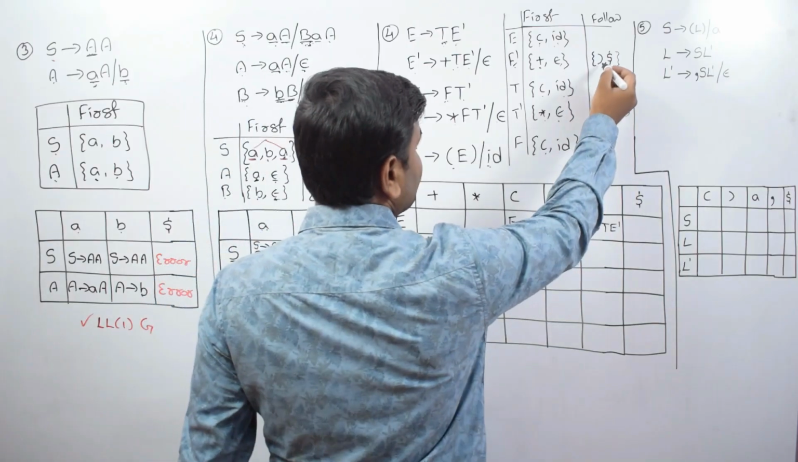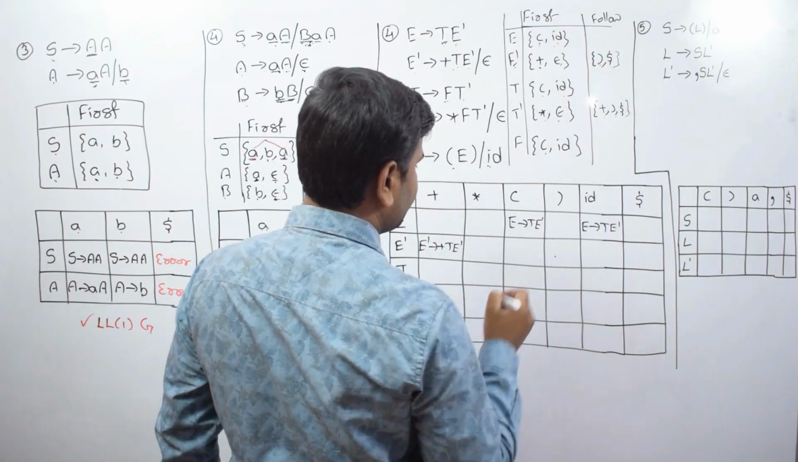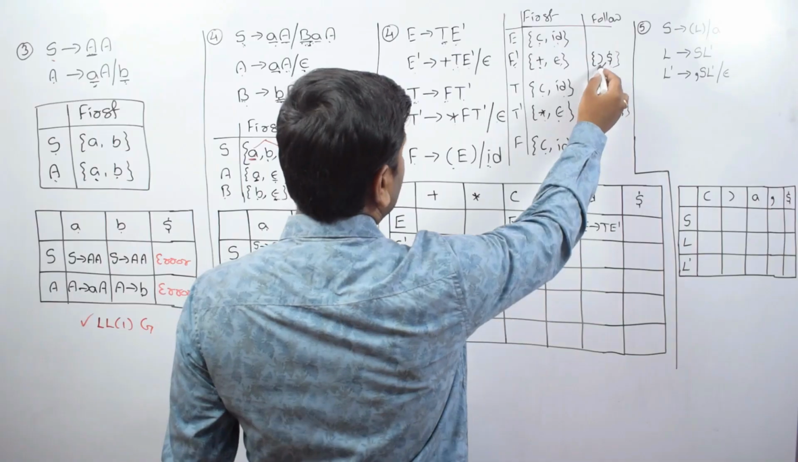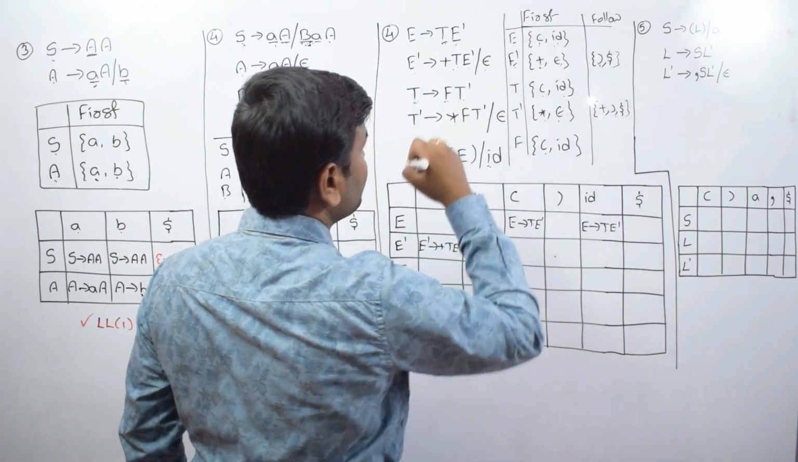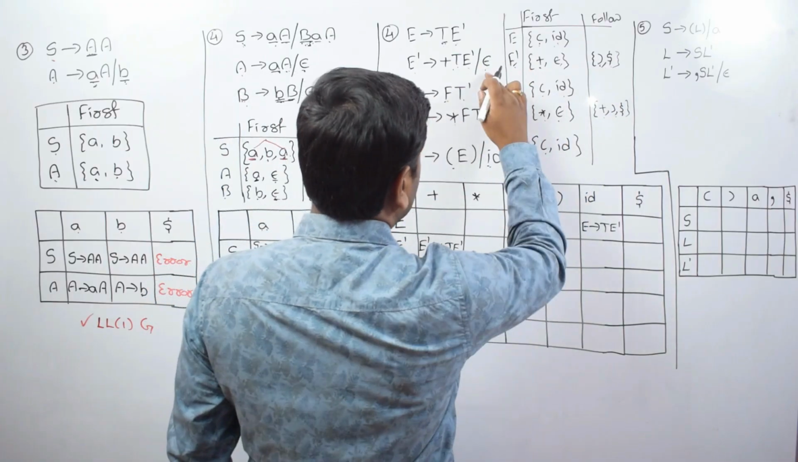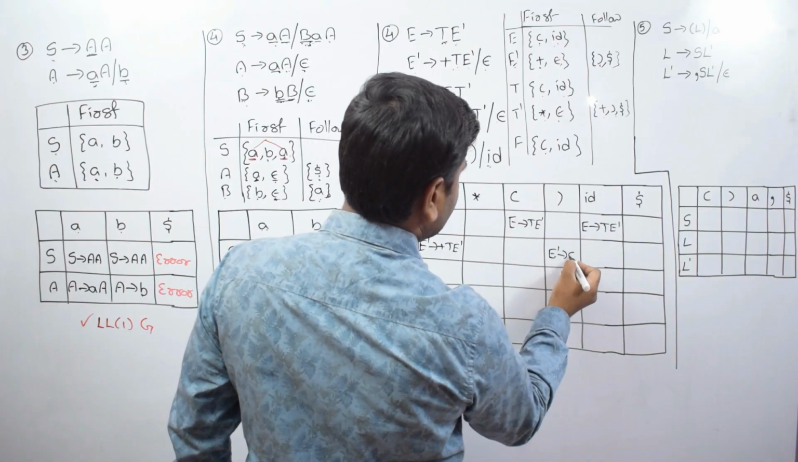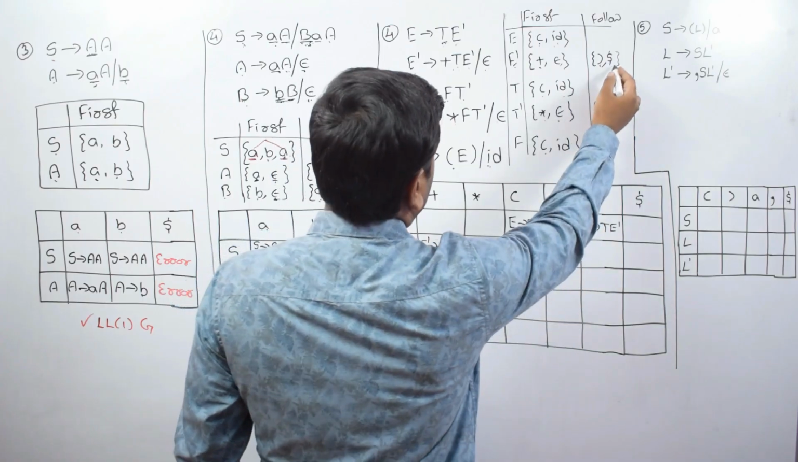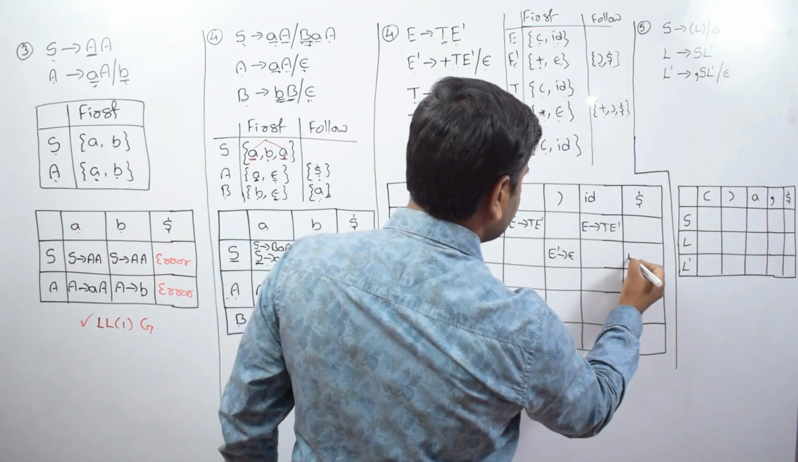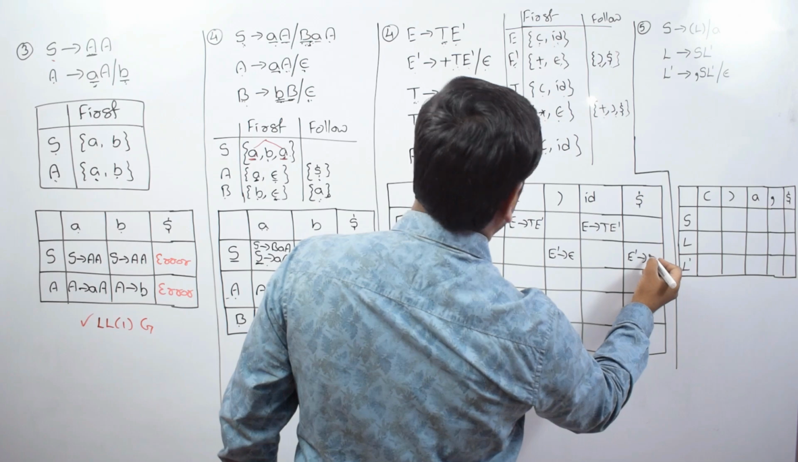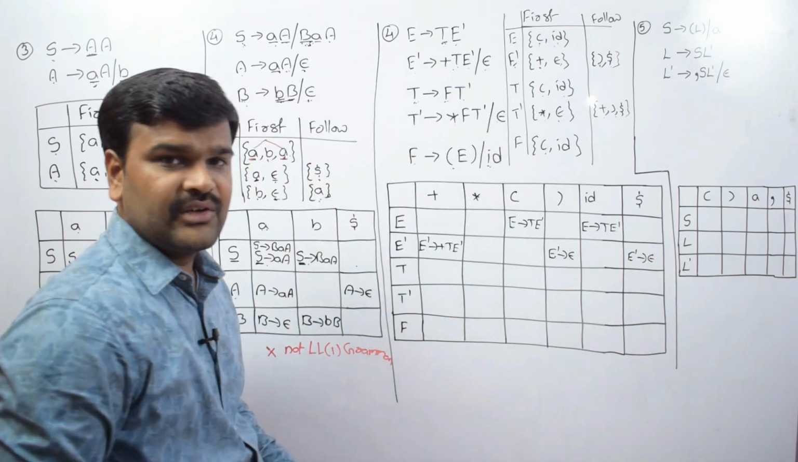Then next, under closed brace. So, under closed brace here, this you got from where actually? From epsilon you got it. So that is why this production we are going to write: E dash epsilon. Now, under dollar also the same thing. So, E dash epsilon. Okay.